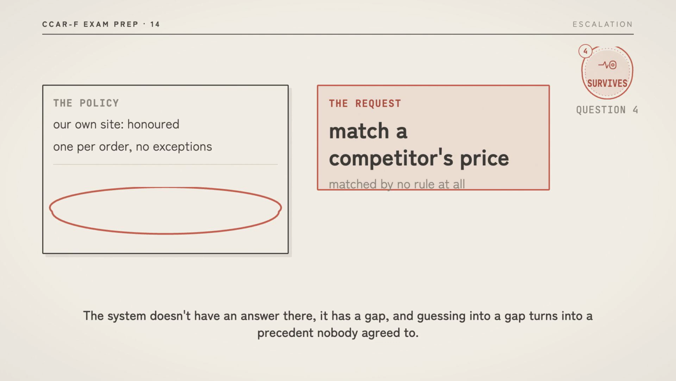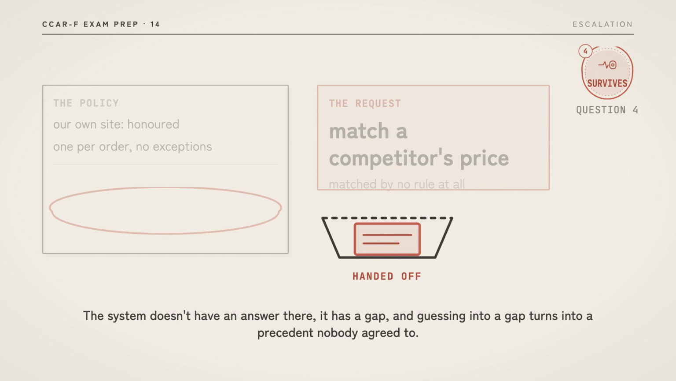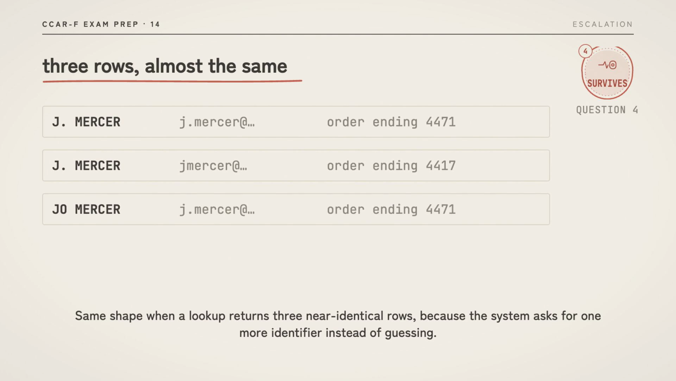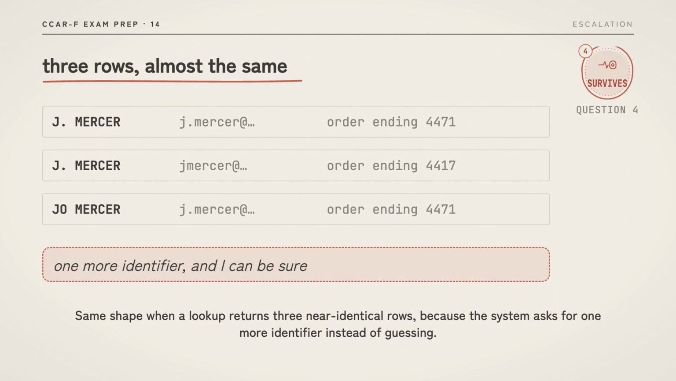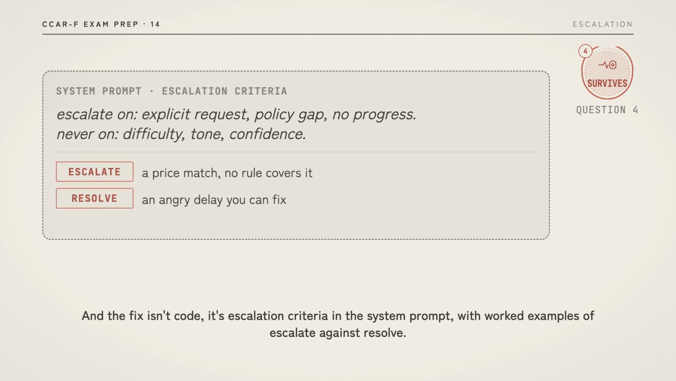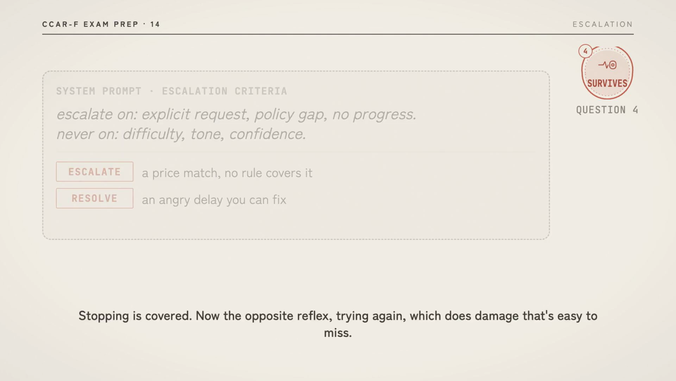The system doesn't have an answer there, it has a gap, and guessing into a gap turns into a precedent nobody agreed to. Same shape when a lookup returns three near identical rows because the system asks for one more identifier instead of guessing. And the fix isn't code, it's escalation criteria in the system prompt with worked examples of escalate against resolve. Stopping is covered.